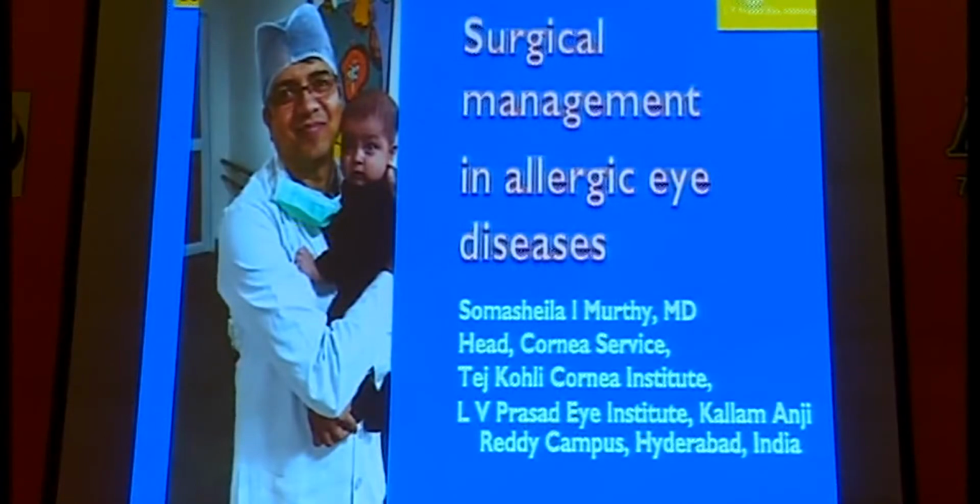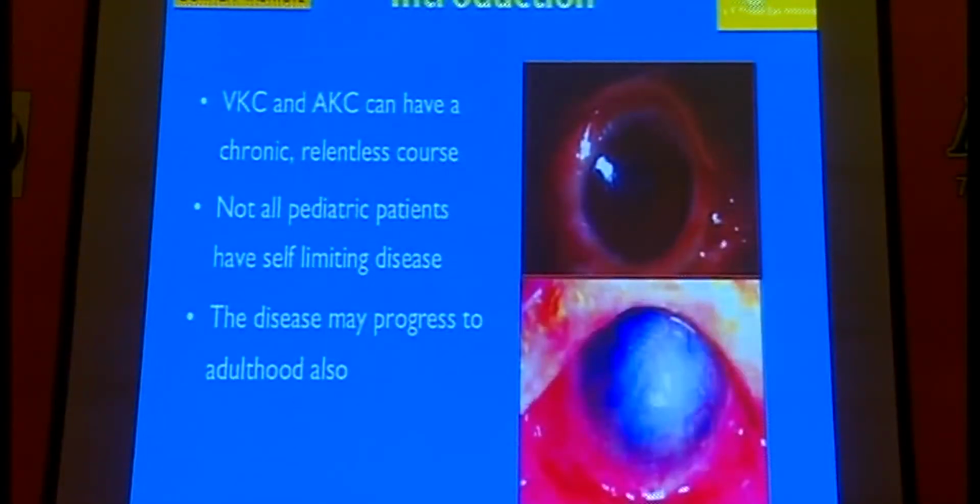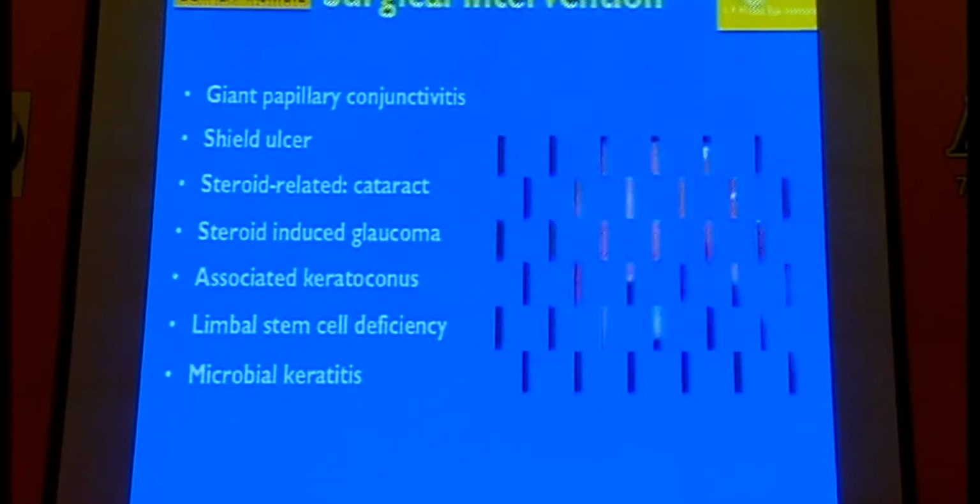So my presentation is very brief. I hope to just give you a few tips of surgery in pediatric patients who come in with allergic eye disease. As you know, we have vernal keratoconjunctivitis and atopic keratoconjunctivitis, which are the more chronic allergic eye diseases, and they usually affect patients in the pediatric age group. Unfortunately, it is not self-limiting, though we keep telling the parents that, at least for VKC, as they grow up they will have a remission. But sometimes it progresses in adulthood also.